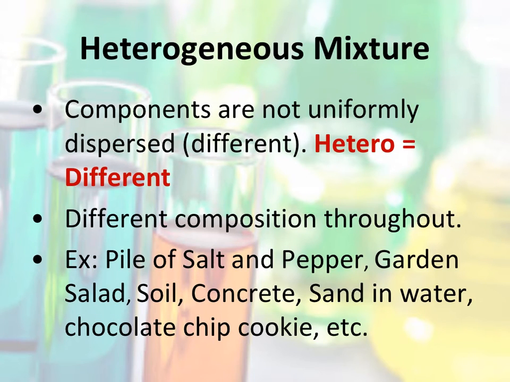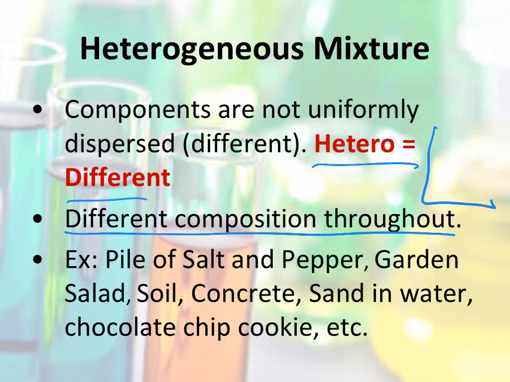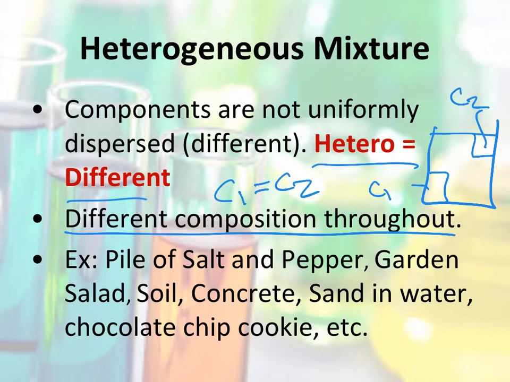The other side of homogeneous is heterogeneous. Hetero means different. So the different composition throughout. So if I made my box and I took my C1 here and then my C2 here, C1 does not equal C2. So the composition will vary depending on where I take my sample.